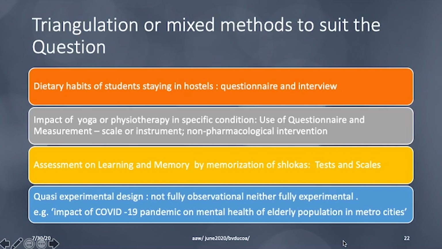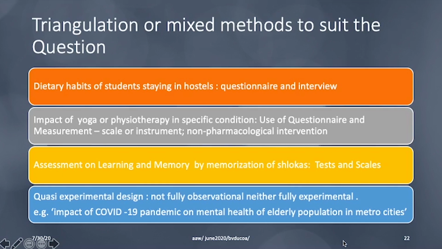I want to highlight one particular type of research here, quasi-experimental design. In this design, the study is not planned by the researcher. He is not party to planning the research to see the outcomes. And therefore, it falls on the verge or borderline of observational and experimental, because it's not fully observational research and it is not completely experimental.